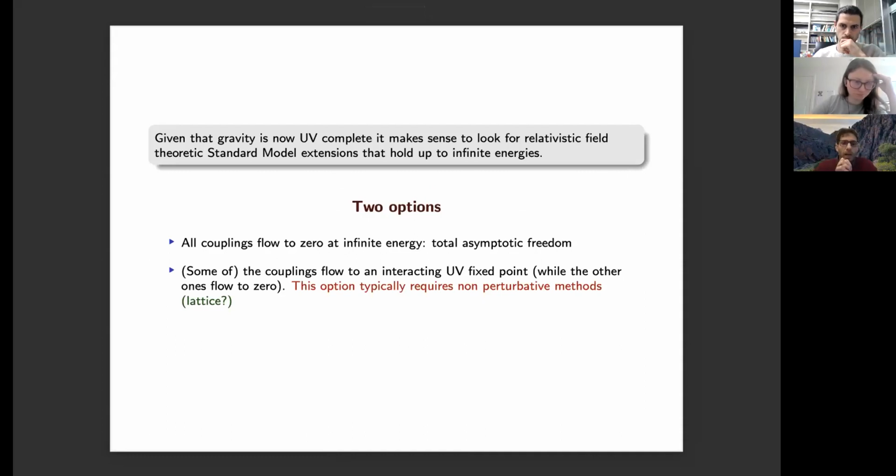One is that all couplings flow to zero at infinite energy, so we have total asymptotic freedom. Another is that some of the couplings flow to an interacting UV fixed point, while the other ones flow to zero. But this option typically requires non-perturbative methods. Essentially, the second option is asymptotic safety for matter fields.